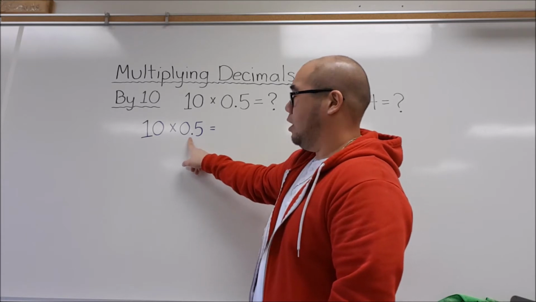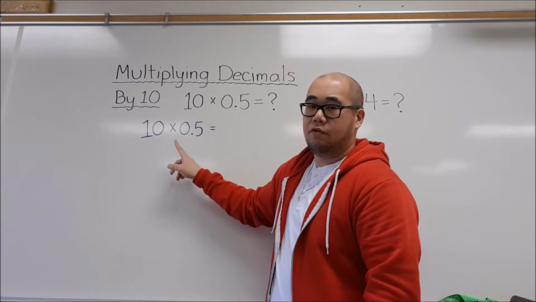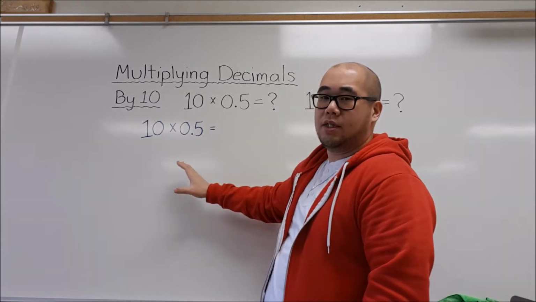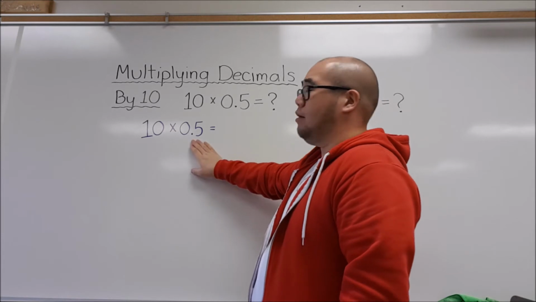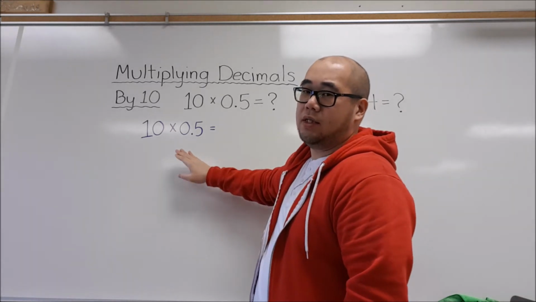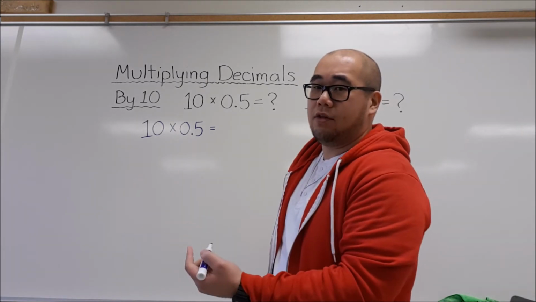Now if there wasn't a decimal there, and it was just 10 multiplied by 5, then we know our answer is 50, because we're taking 5 ones and multiplying it 10 times. But we're not taking ones here. We're taking 5 tenths and multiplying it 10 times. It's a very simple, straightforward way of looking at this question.